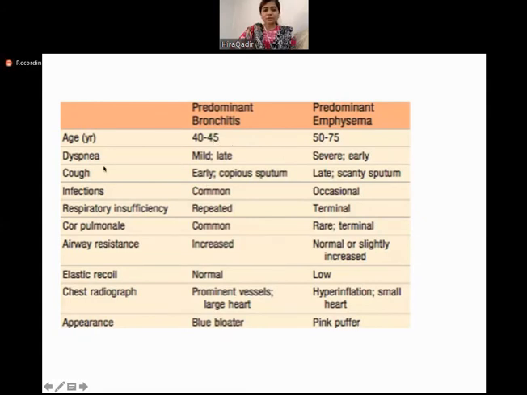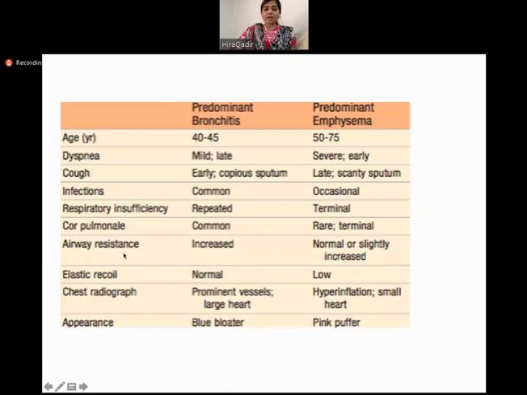And cough, when you see the cough section, there is much sputum in bronchitis as compared to the emphysemic patient. Why? Because there is mucus gland hyperplasia, there is hypersecretion. That's more in bronchitis. That's why infection is more common in bronchitis patients as compared to emphysema. Respiratory insufficiency is in both, and cor pulmonale is also common in both, but that's more common in bronchitis as compared to emphysema.